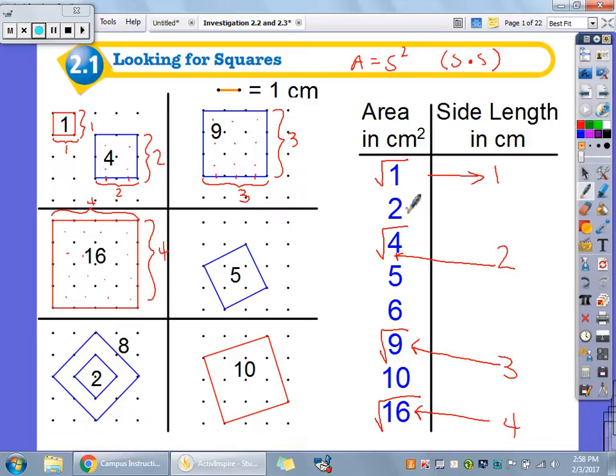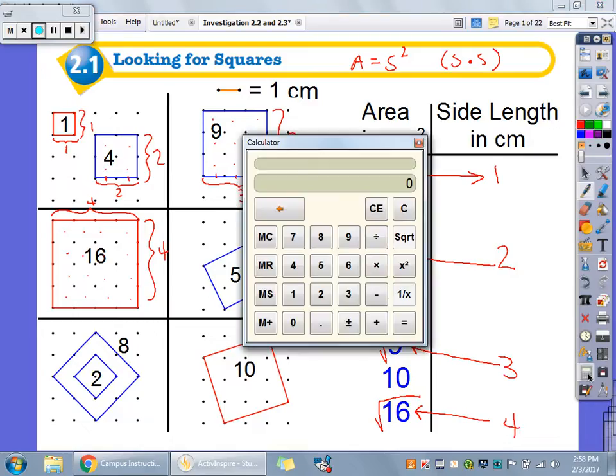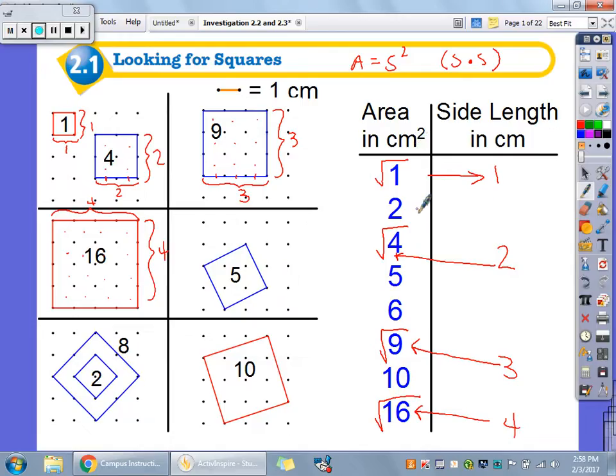Because if we take the square root of 2 in our calculators, we get some decimal. Okay? So what we do in that case is we just take this number and we just put the square root of 2. This would be the square root of 5. This would be the square root of 6. This would be the square root of 10.